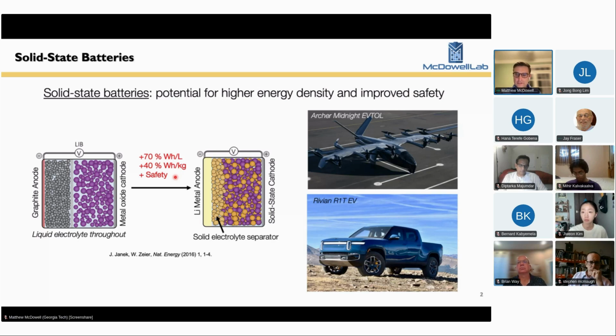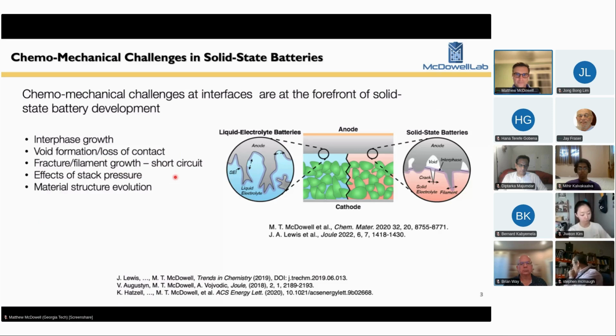Probably some people in the audience work on solid-state batteries, maybe at various companies or in R&D. It turns out when you replace the liquid electrolyte with a solid, things get quite complicated. There's a lot that we've learned in the last decade, which we maybe didn't expect initially, in terms of the challenges associated with solid-solid electrochemical interfaces. I've listed some of these here, and I'll cover some of these throughout the rest of the talk.